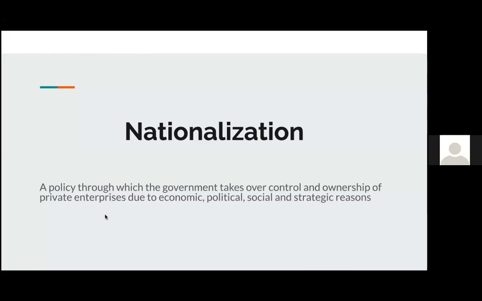Finally, the last thing we're going to look at today is nationalization. It's a policy of government taking over ownership of private enterprises due to economic, political, social, and strategic reasons. So think of this as kind of like the opposite of privatization and the other one that we looked at. Because with nationalization, what happens is that instead of it becoming private, it's becoming public.